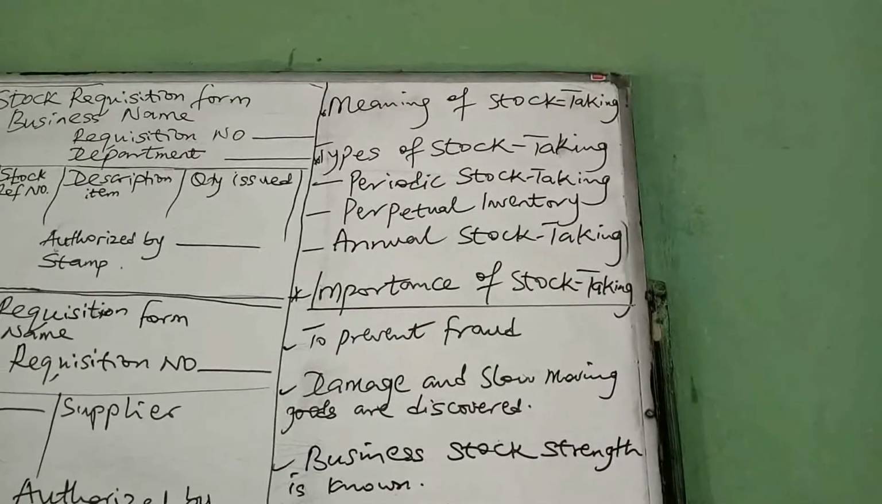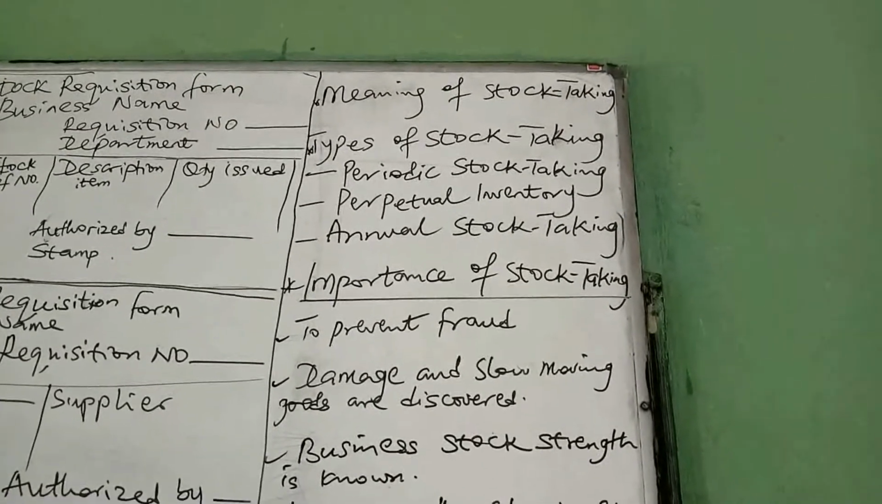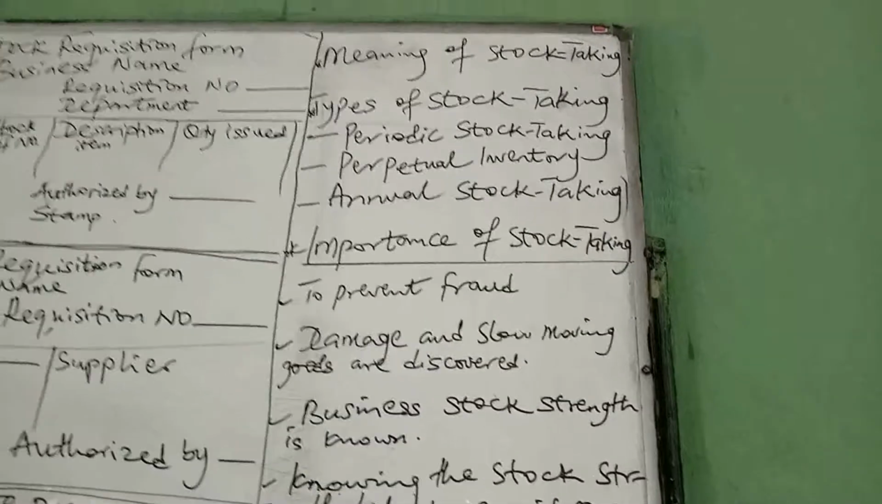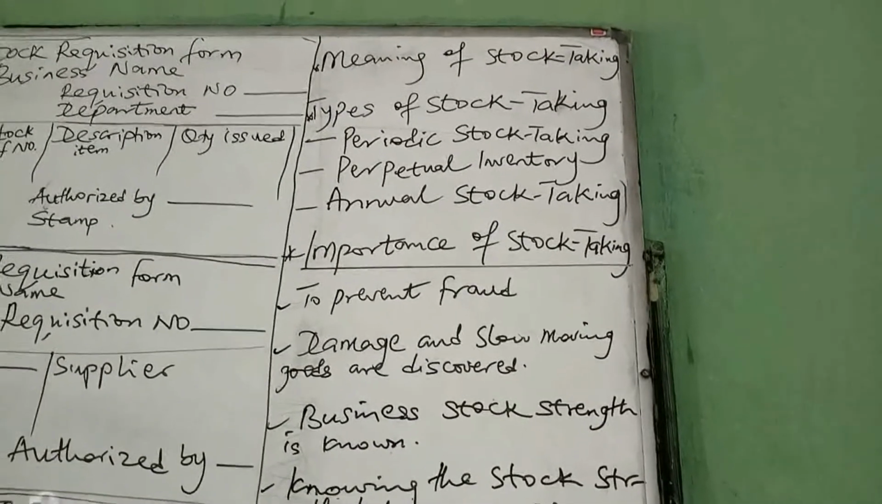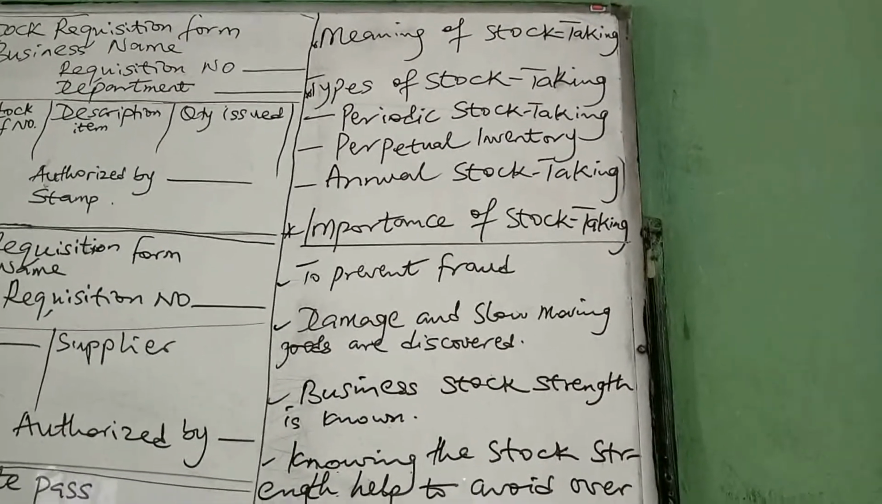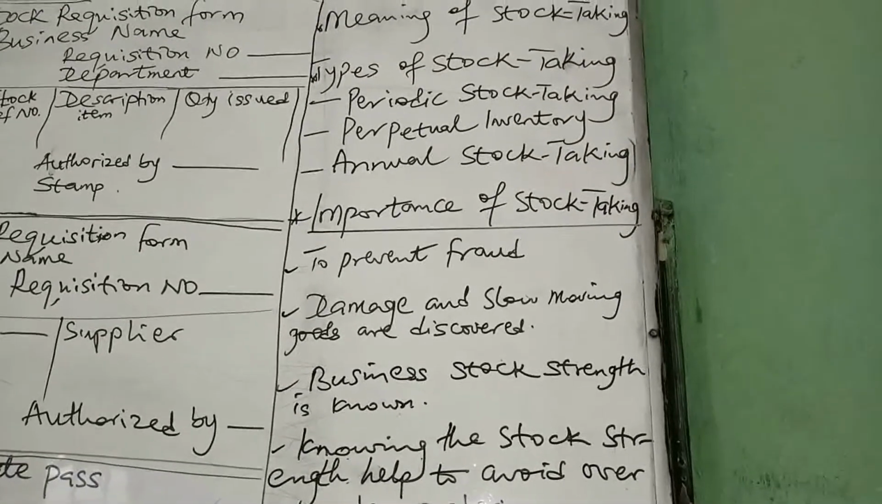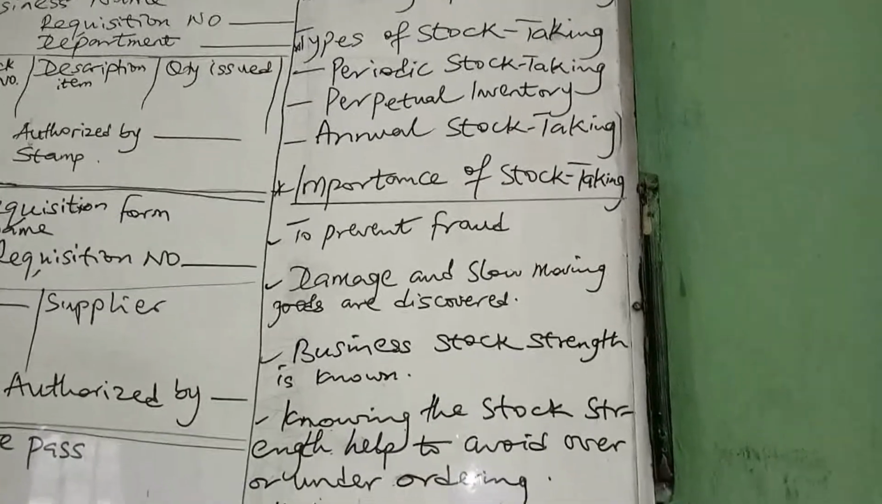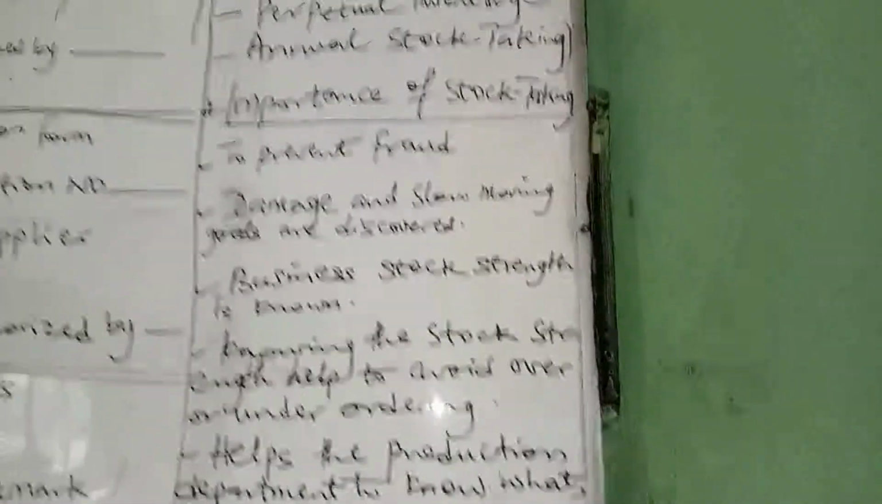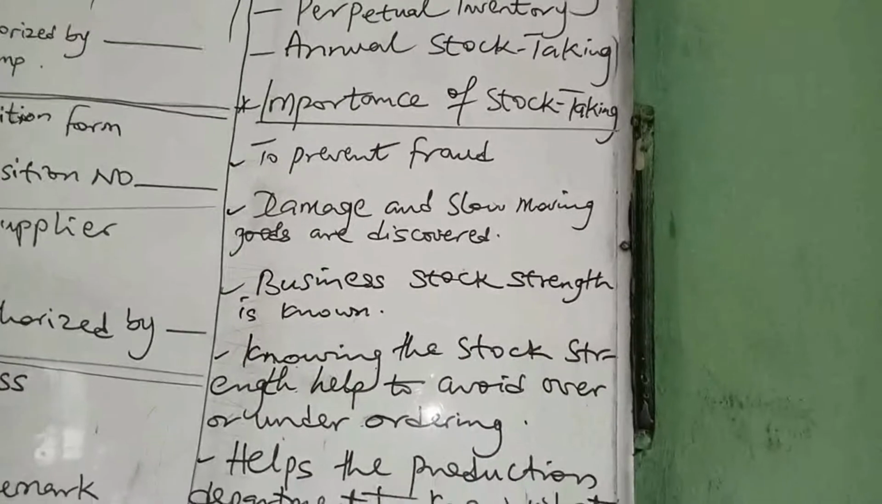Annual stock taking is usually done at the end of the financial year, which also represents the end of the trading period. We have done our final account, trading profit and loss account. You remember what I told you there? The trading account makes use of closing stock and opening stock.